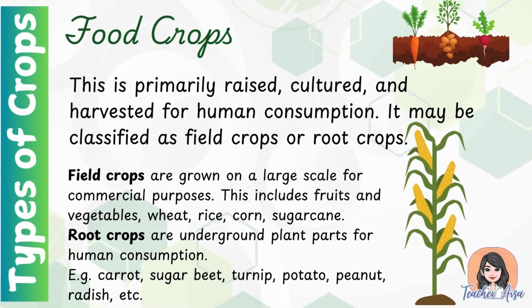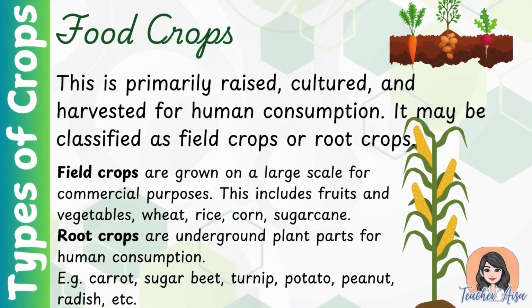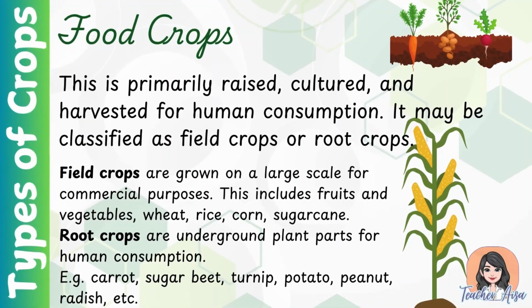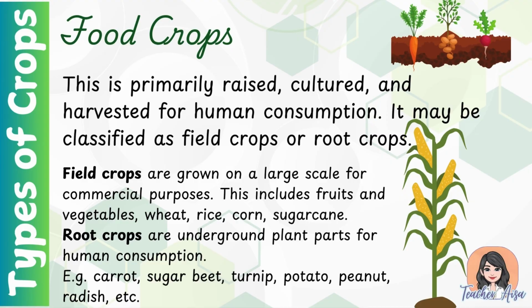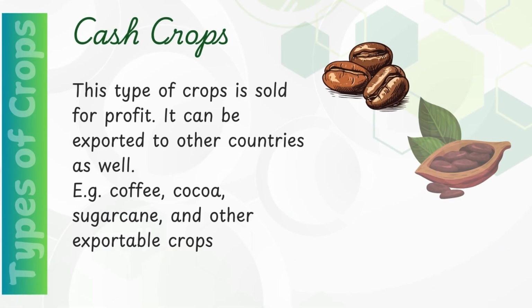Food crops. This is primarily raised, cultured, and harvested for human consumption. It may be classified as field crops or root crops. Field crops are grown on a large scale for commercial purposes. This includes fruits and vegetables, wheat, rice, corn, sugarcane. Root crops are underground plant parts for human consumption. Examples are carrot, potato, peanut, radish, etc.